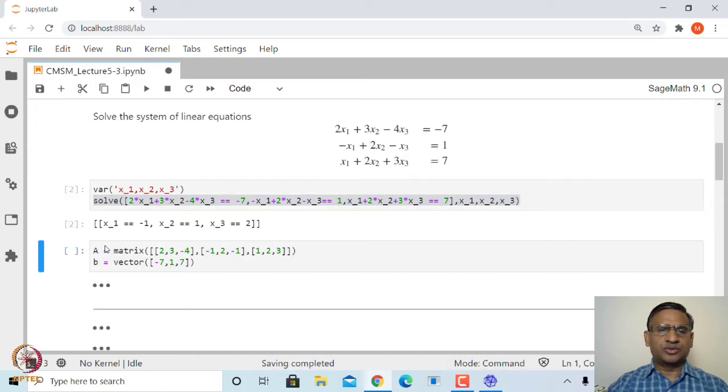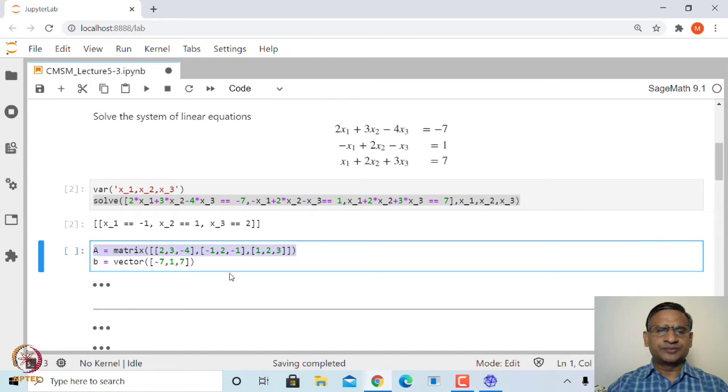Let us see how we are going to declare this. We declare this matrix A, which is the coefficient matrix, and the matrix B we will declare as a vector, because by default when you declare a vector, it is thought of as a column matrix. So, we have A as the coefficient matrix and B as the right hand side.